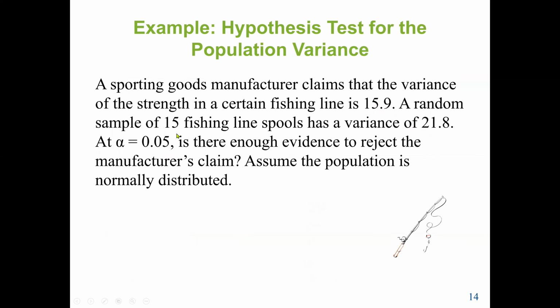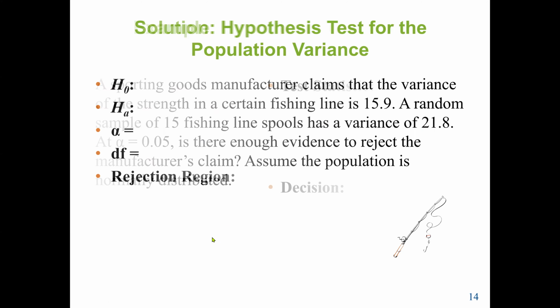Another example. A sporting goods manufacturer claims that the variance of the strength in a certain fishing line is 15.9. They gave us an exact value, 15.9, so here we are going to have a two-way test. A random sample of 19 fishing line spools has a variance of 21.8. The alpha is given as 0.05. Is there enough evidence to reject the manufacturer's claim, assuming the population is normally distributed?